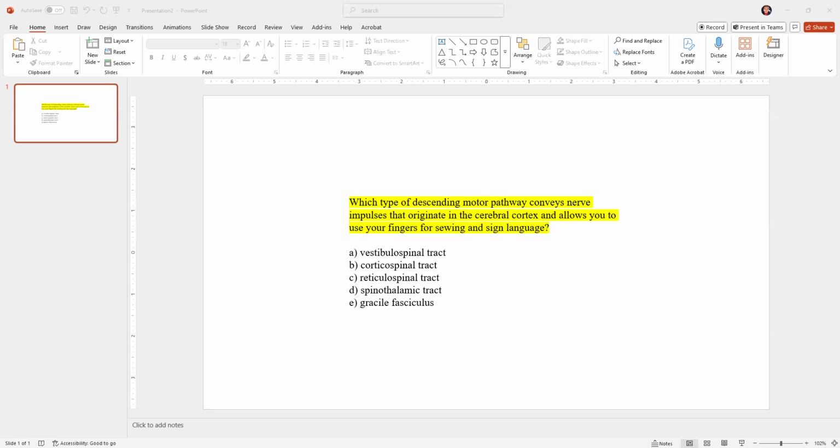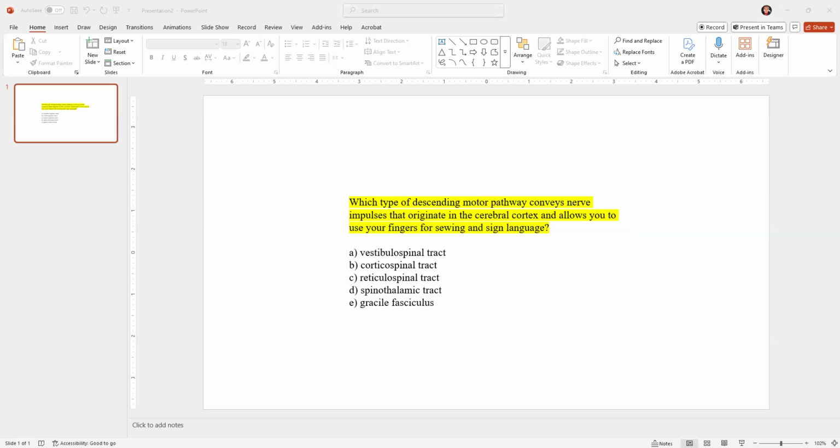Vestibulospinal. It starts in your vestibule. Vestibules in your inner ear help you with your equilibrium, body position sensation. We're not talking about that here, right? So we're talking about a descending tract. Gray cell fasciculus is an ascending tract. That's out, right? Oh, I remember this.